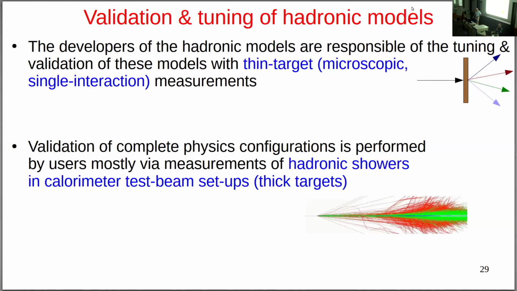There are two types of validation. One which is done by the developers, which is called thin target validation. Thin target, as the name suggests, is really a thin target, typically a few millimeters, where you have a well-defined impinging particle, and you look at the final state. So you know very well what is happening here. And this is what is used by the developer to validate.